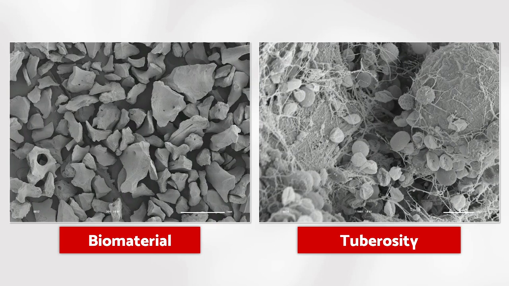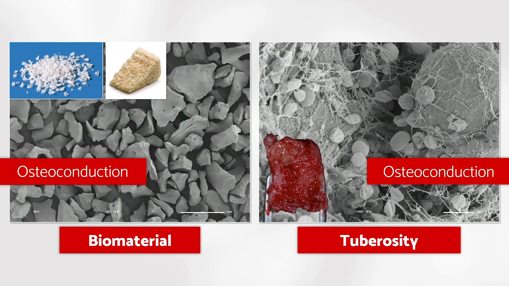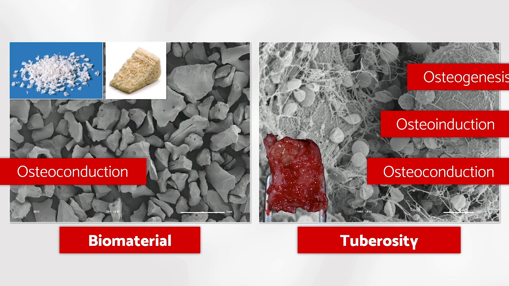If you make a comparison between biomaterial and tuberosity, biomaterial is white and dry, while tuberosity is red and wet. Biomaterial only has this property, osteoconduction, while tuberosity carries the 2 other fundamental properties to bone repair process, osteoinduction plus osteogenesis.